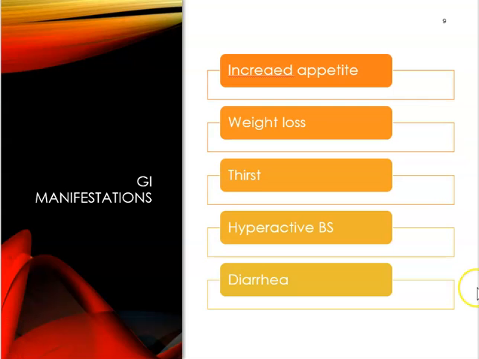The GI manifestations are going to be increased appetite with weight loss, thirst, hyperactive bowel sounds, as well as diarrhea.